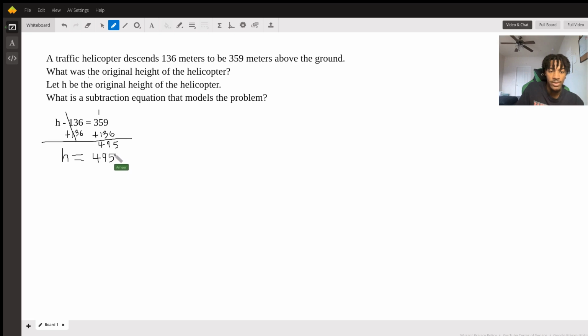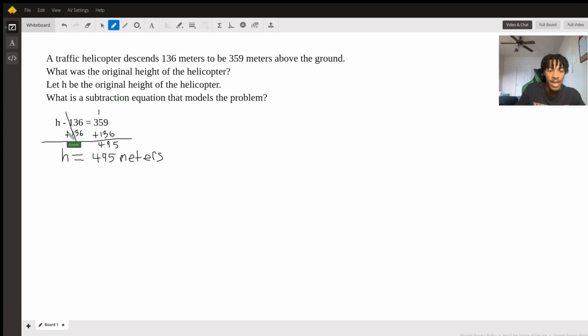And don't forget to label our answer and put meters. So again, our answer is 495 meters. So that was our starting height. We descended, subtracted 136 meters, and we remained at 359 meters above the ground. The question asks for our subtraction equation. That would be h minus 136 equals 359, h representing the original height of the helicopter.